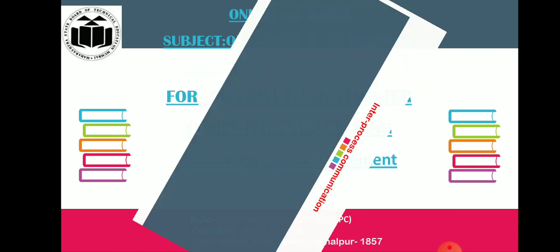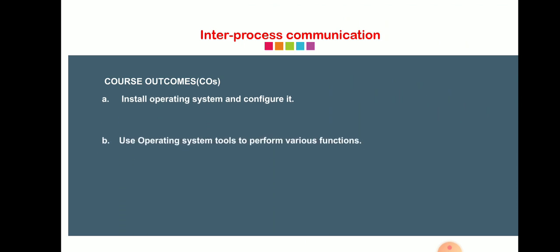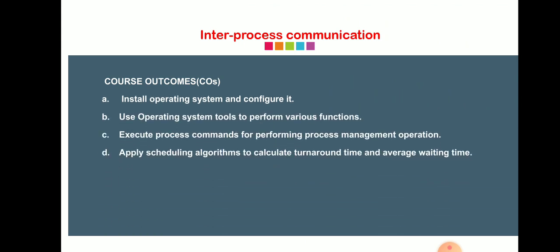Let's see the COs covered for the subject. The following are the COs for the operating system subject. Now next we have to cover the topic, that is inter-process communication. Now what is actually meant by inter-process communication?